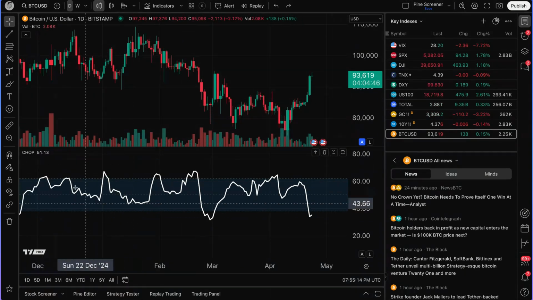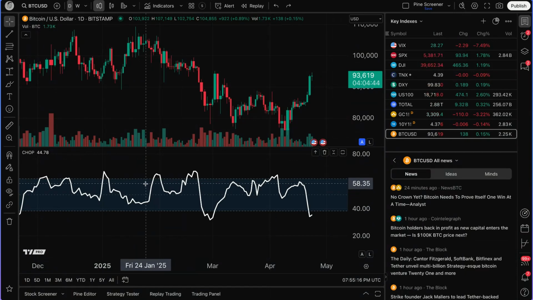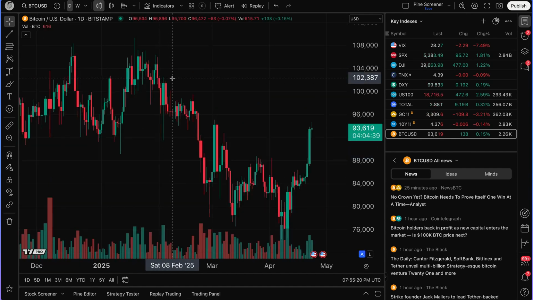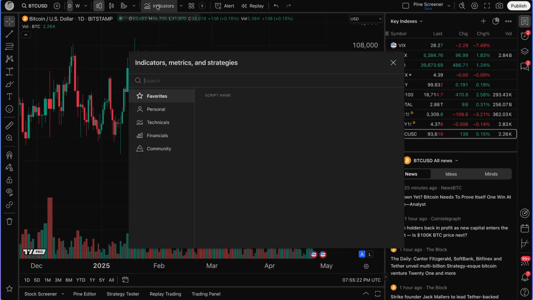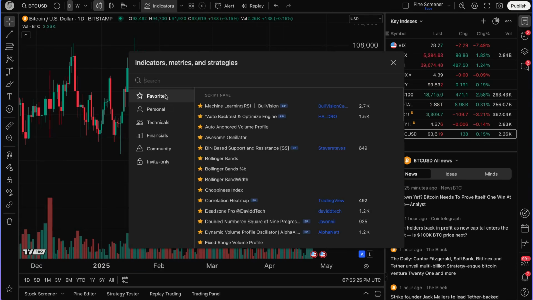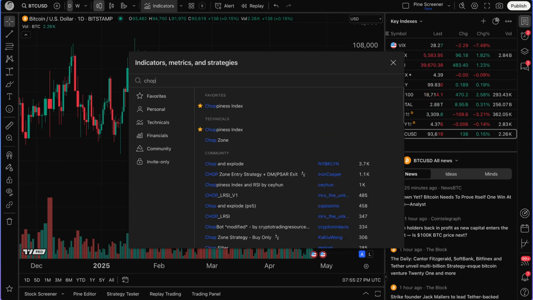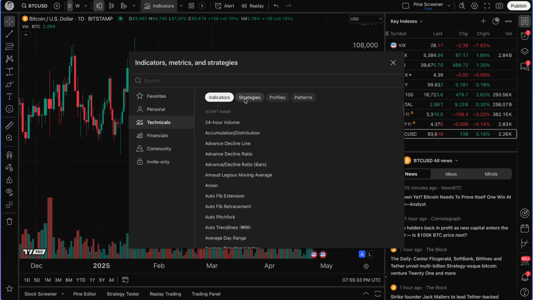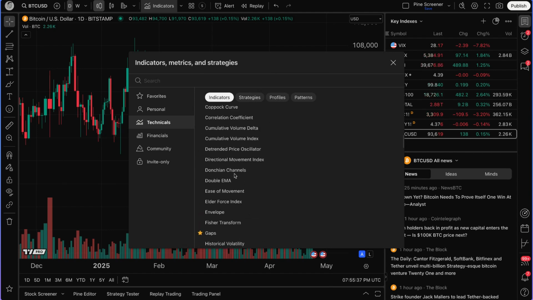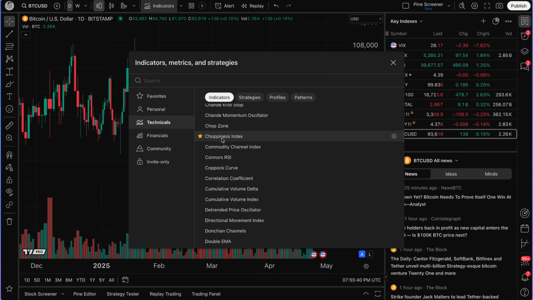So before I get into the choppiness index even more, let me first remind you how to get to this tool. I'm going to delete it. Go ahead and go to indicators, metrics, and strategies and click. And then, of course, you can just type in chop. You can see I've already favorited it here. It says choppiness index. You can also go to technicals. It's an indicator, not a strategy or a profile. Scroll down, it's in alphabetical order. There's choppiness index.